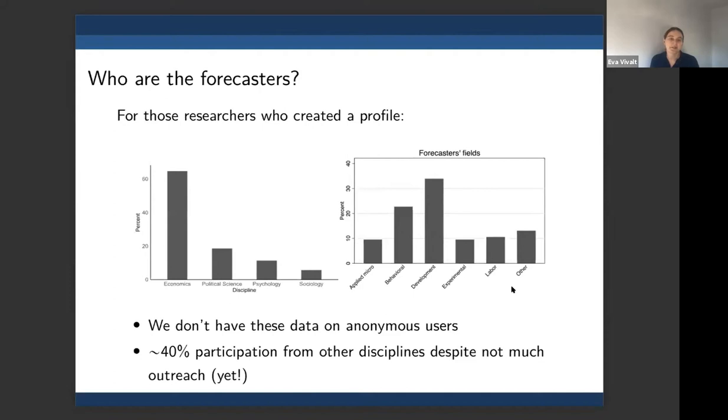Now, of those researchers who created a profile, here is the distribution. You can see it's still dominated by economics, but we haven't really done much outreach to other disciplines, apart from word of mouth and such. So certainly there's much more growth to be had there, but it's also interesting that we've had a lot of interest, 40% participation from other disciplines, despite that. So if you're in another discipline not seen here, yes, you are welcome to use this. It's for any kind of social science. And within economics, forecasters' fields are again a mix, mostly various kinds of applied micro, behavioral, development. Of course, we don't have these data on anonymous users.